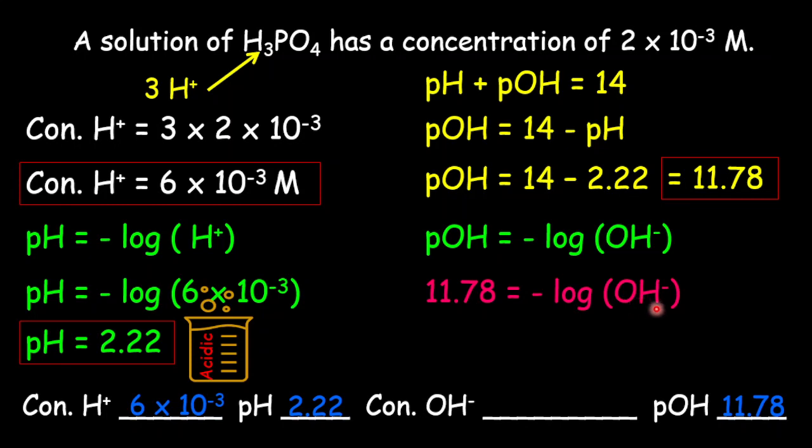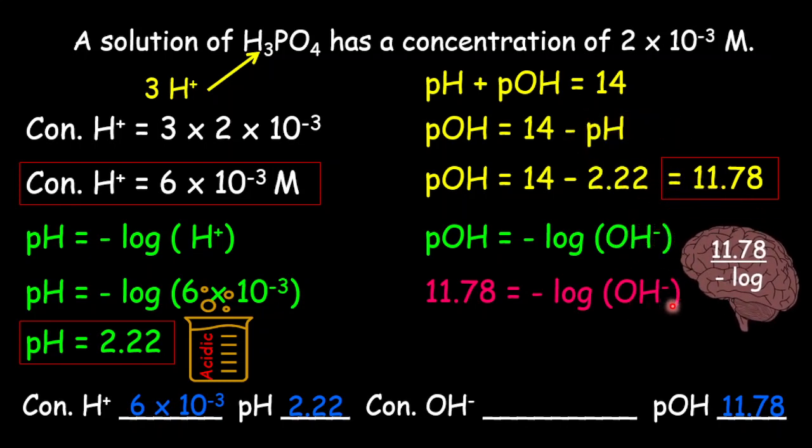Now, I want to point out to you that if you really think about it, to get the concentration of OH minus using this equation, you should get 11.78 over minus log. But you cannot put that in a calculator. You will get a syntax error or mathematical error on a calculator. So I'm going to demonstrate how you actually do this. And this is the part that I really want you to understand.